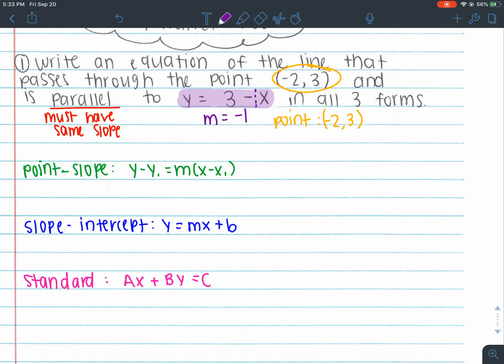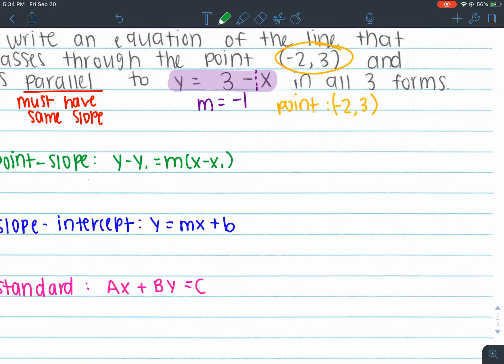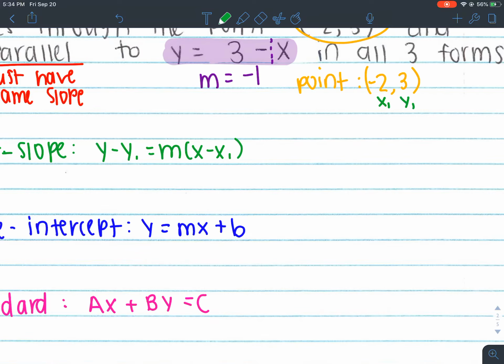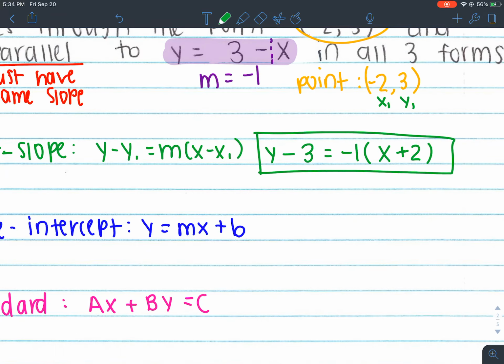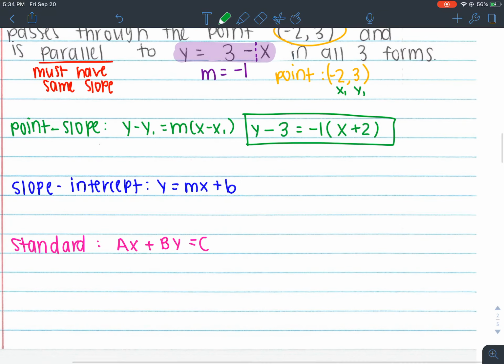Well, I have a point and a slope, so I'm going to go ahead and plug it in point slope form. So my point slope form here would be y, and remember, we make sure we label, so let's go ahead and label. This is our x1 and our y1, and that's our m over there, which is -1. So we have y minus 3, because you flip the sign, equals your slope, which is -1. And then you have x plus 2, because your signs are going to be opposite. Okay, so that's our point slope form.